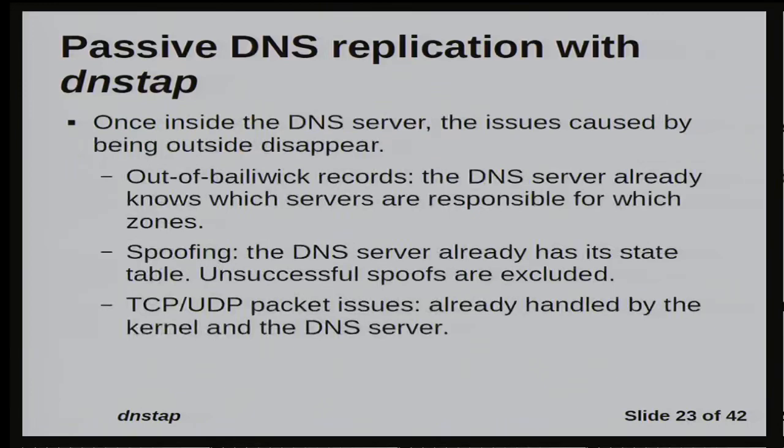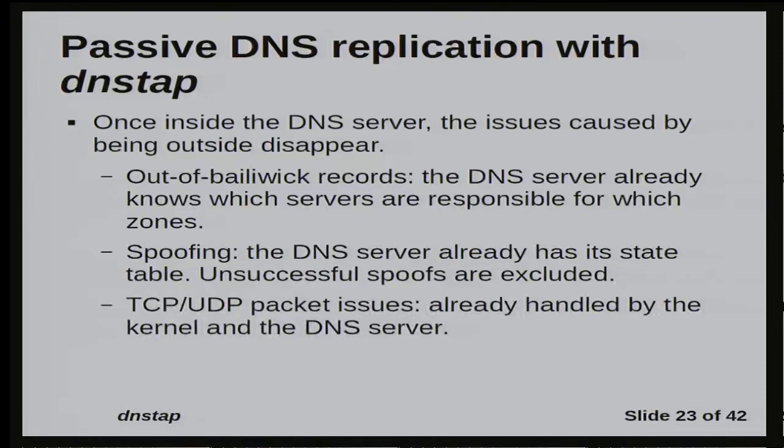And now that we're inside the DNS server process and doing passive DNS replication inside the DNS server, all these problems that we identified earlier suddenly just disappear. So out of bailiwick records: since the DNS server already knows which name servers are responsible for which zones, it can annotate the message with that information. So we don't have to reconstruct that after the fact.